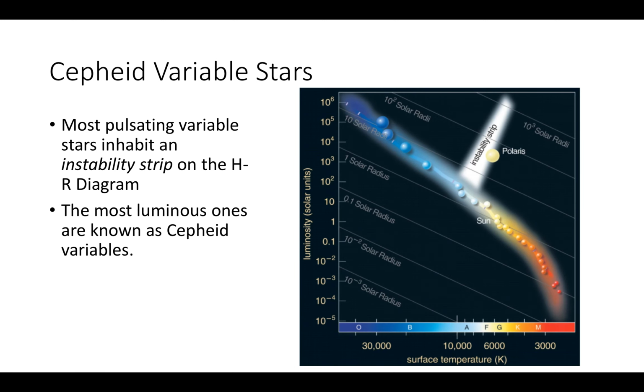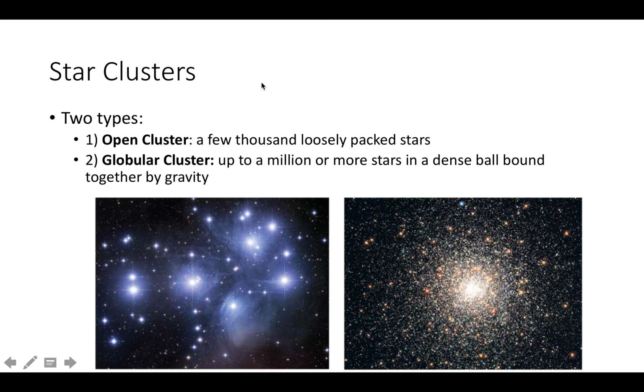A great example of a variable star is the Cepheid variable stars. A lot of times you see these variable stars in an area called the instability strip right here on this HR diagram. But the most luminous ones are the Cepheid variables.